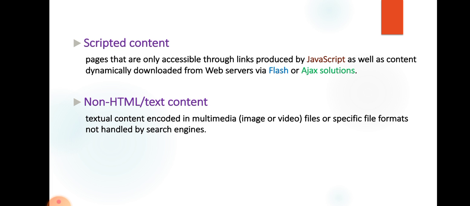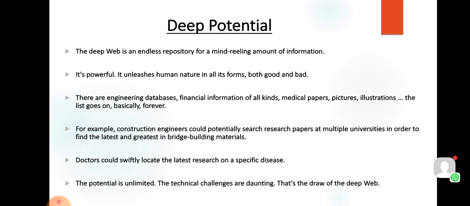Non-HTML or text content is textual content encoded in multimedia, that is, in image or video form, or in specific file formats not handled by the search engine. So such images or multimedia content will not be handled by the search engine, and we call it non-HTML or non-text content.